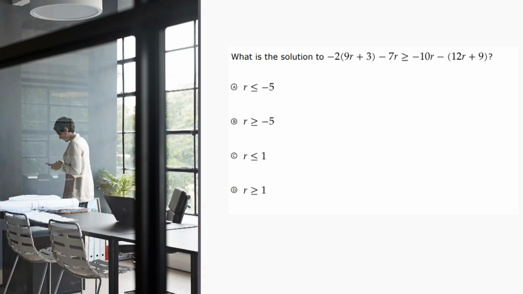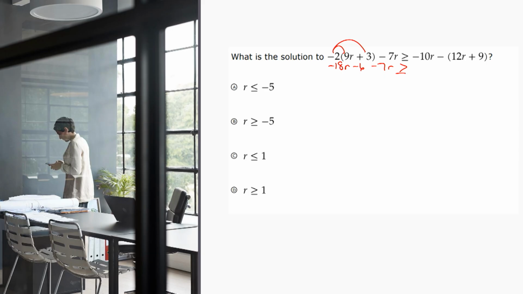What is the solution to -2 times 9r plus 3 minus 7r, which is greater than or equal to -10r minus 12r plus 9? So what I'm doing is I'm finding my values when referencing r. So let's go ahead and work this problem. The first thing I'm going to do is distribute. So I have -18r minus 6 minus 7r, making sure I pull down that inequality sign.